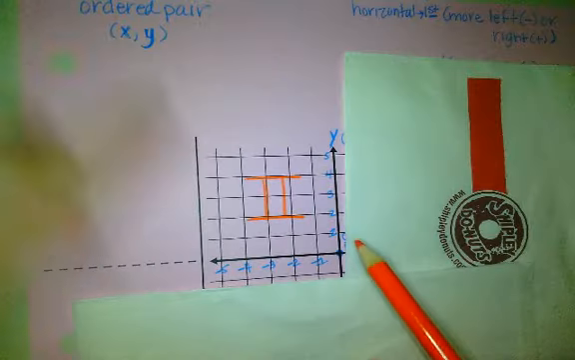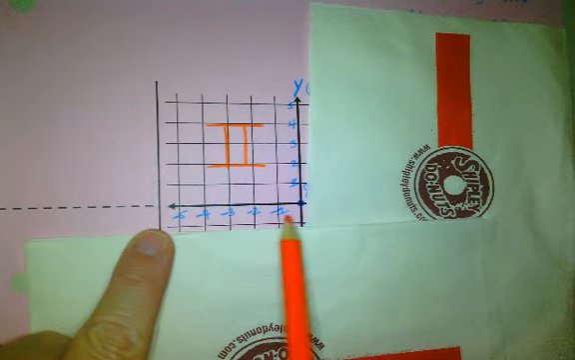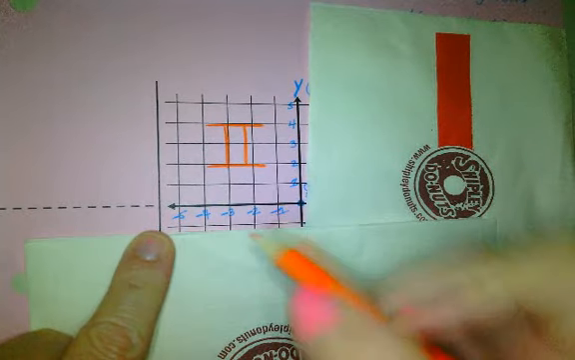So here, now, X first. X is always first, right? In an ordered pair, X is always first. So if I look at my X's, what are my numbers? Are they positive or negative? They're negative.